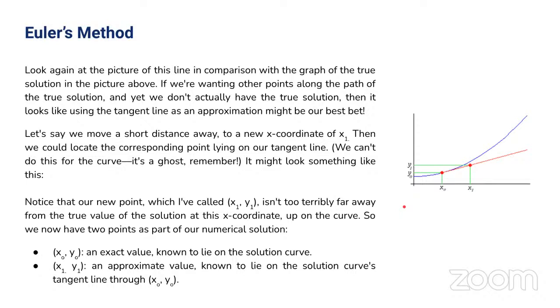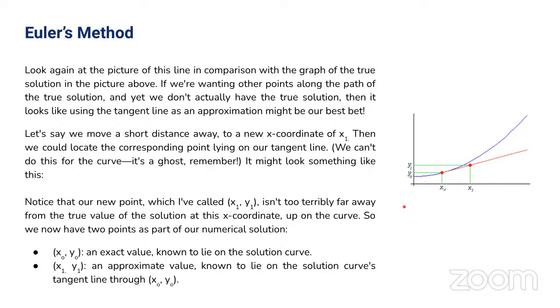Now, if you look at the picture, if you compare the exact solution, which is represented by the blue curve, to our tangent line that we have drawn, you will notice that even though they don't follow the exact same path, they are not necessarily far apart. That would suggest to us that maybe this tangent line is an approximation, and that would just be our best bet in getting something relatively close to the exact solution.